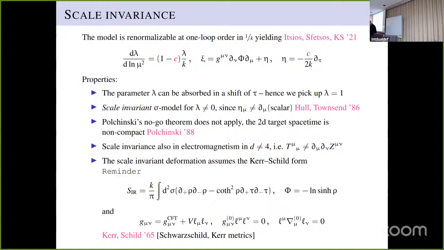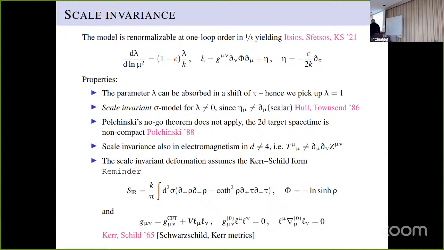However, at this point, one might be worried because we're in a two-dimensional field theory. In a two-dimensional field theory, there is a famous no-go theorem by Polchinski, going back to '88, which says that in a two-dimensional field theory with a compact target spacetime, and admitting that it's unitary, one can show that scale invariance implies conformal invariance. In this case, we avoid this kind of theorem because our target spacetime is not compact.